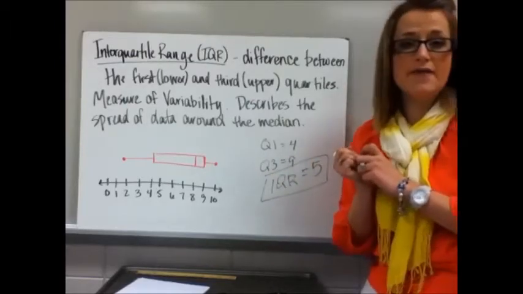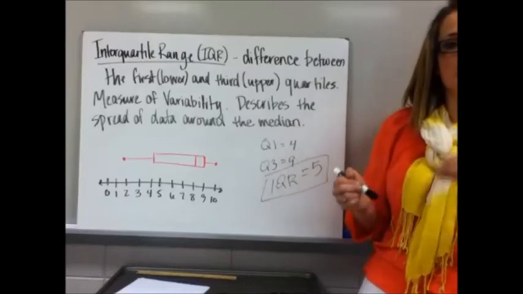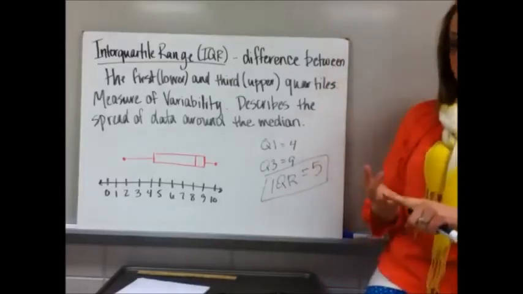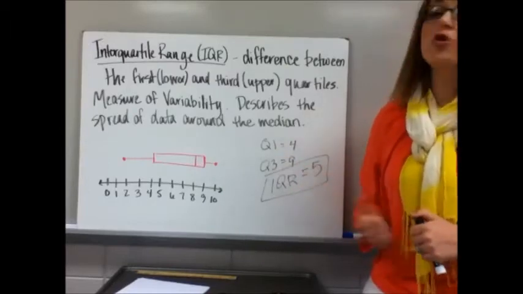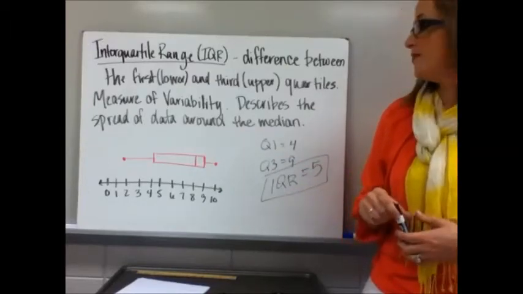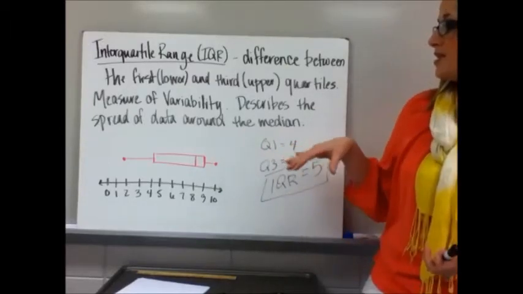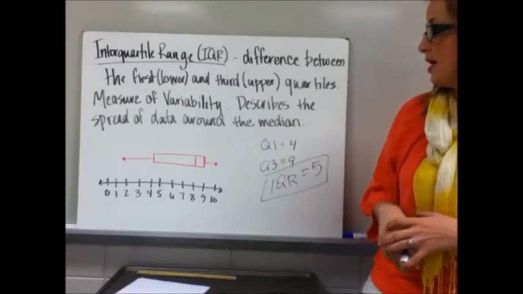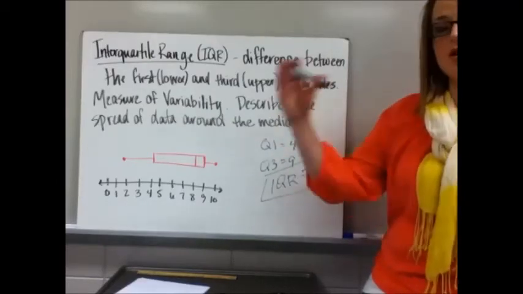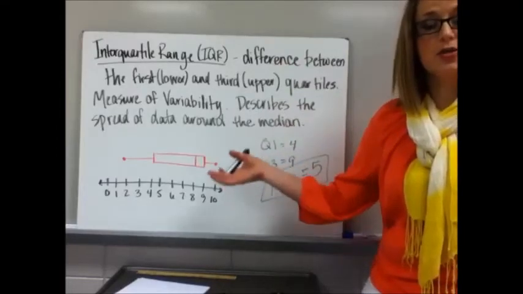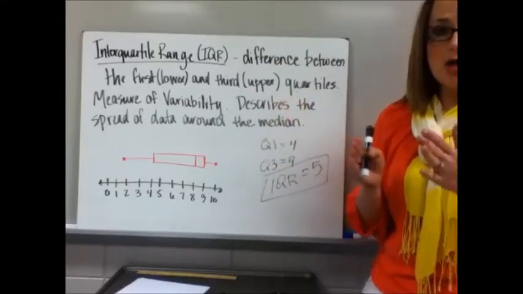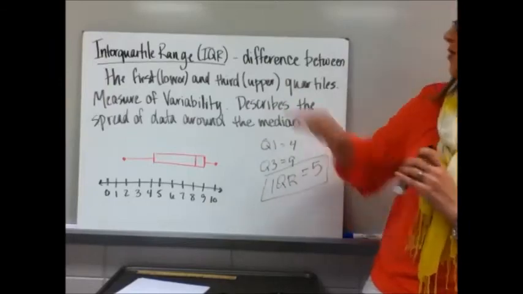It is a measure of variability. Last lesson we looked at 3 measures of central tendency, mean, median, and mode, and 1 measure of variability, range. Interquartile range is another measure of variability. It describes the spread of the data around the median. So I have 5 that are around the median. The larger the interquartile range, the greater the variability. The smaller the interquartile range, the lower the variability.